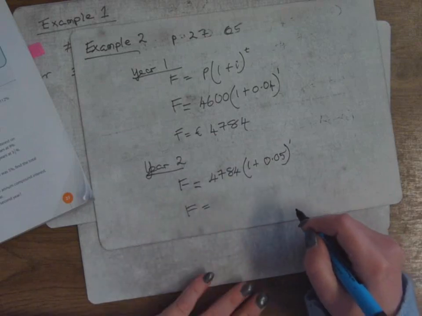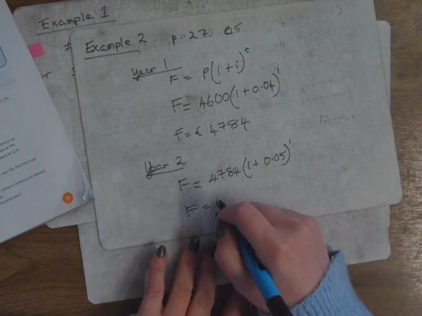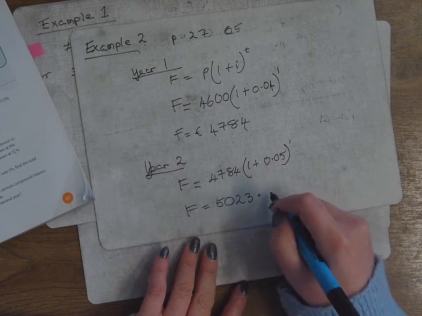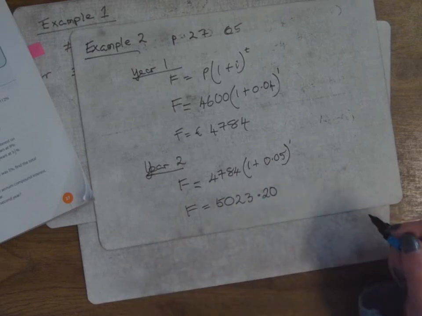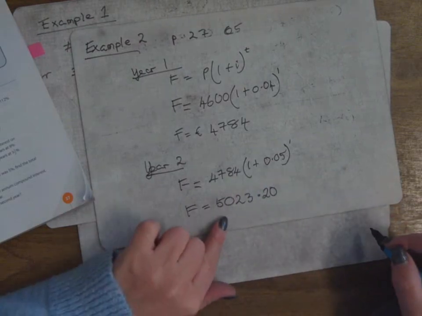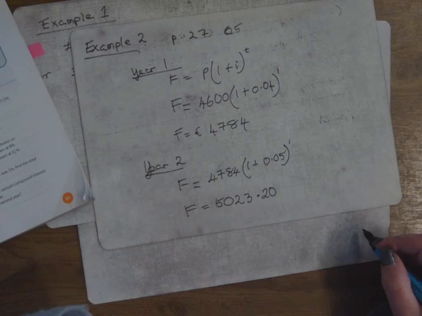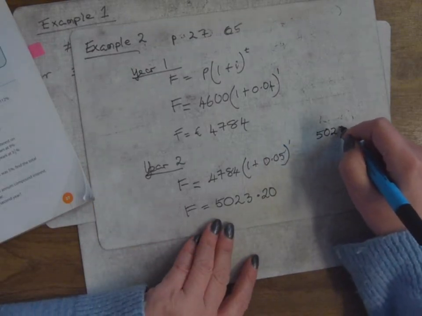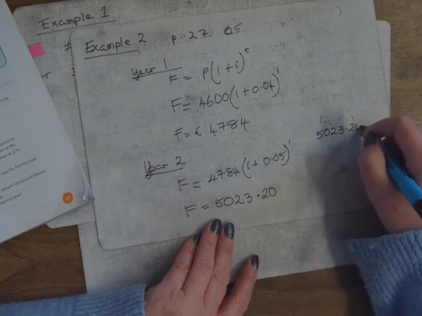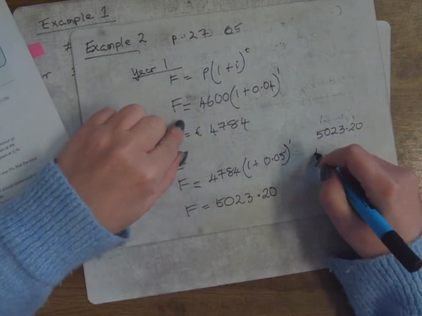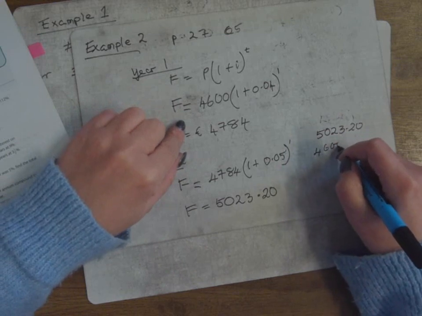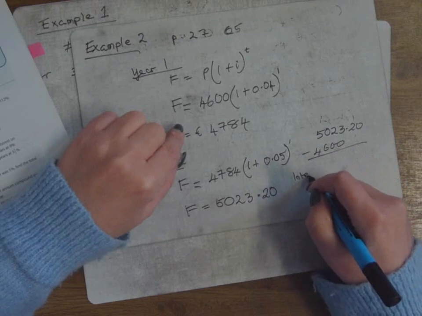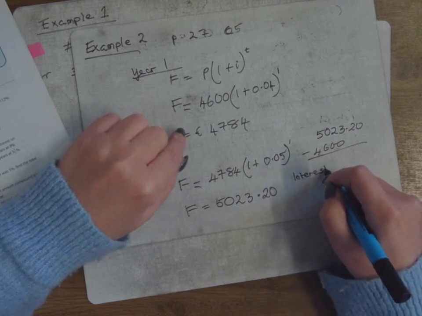And 5023.20, right, and 20 cent. Is that all right? Just a question. It didn't ask me how much is in the account now. It asked me for the interest. So what's in the account now is 5023.20, right? I put in 4,600 at the very start. So subtract that, and the interest is equal to 423.20.